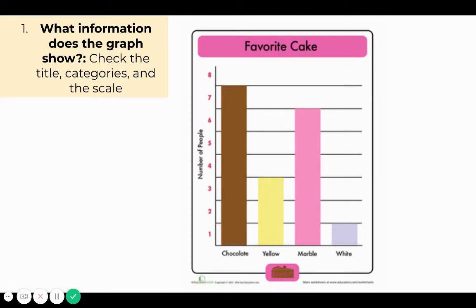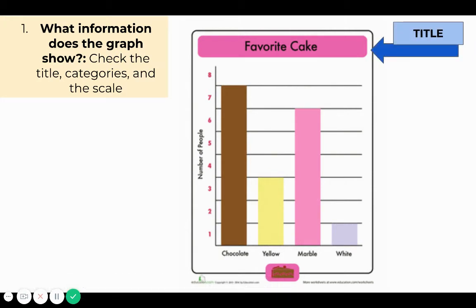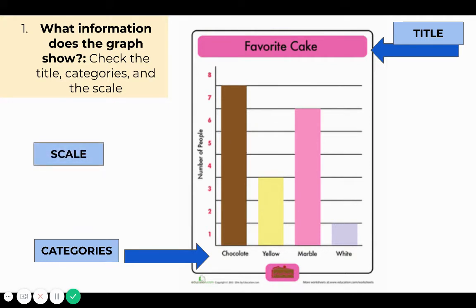Okay, here's an example of a bar graph. The first thing I do is look and see what information the graph shows. I see the title is favorite cake, so this bar graph is going to teach me all about different types of cake. The categories are along the bottom. This is a vertical bar graph. I see that the different types of cake are chocolate, yellow, marble, and white. And finally, I take a look at the scale to see what this graph counts by. I can see that this graph is counting by 1.